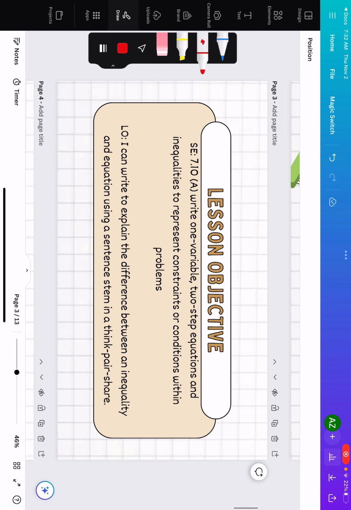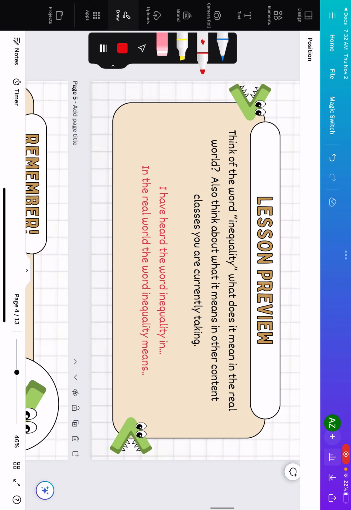Our lesson objective: I can write a one variable two-step equation and inequality to represent constraints or conditions within problems. Our language objective: I can write to explain the difference between an inequality and equation using a sentence stem and a think, pair, share. Just a quick preview before we get started.